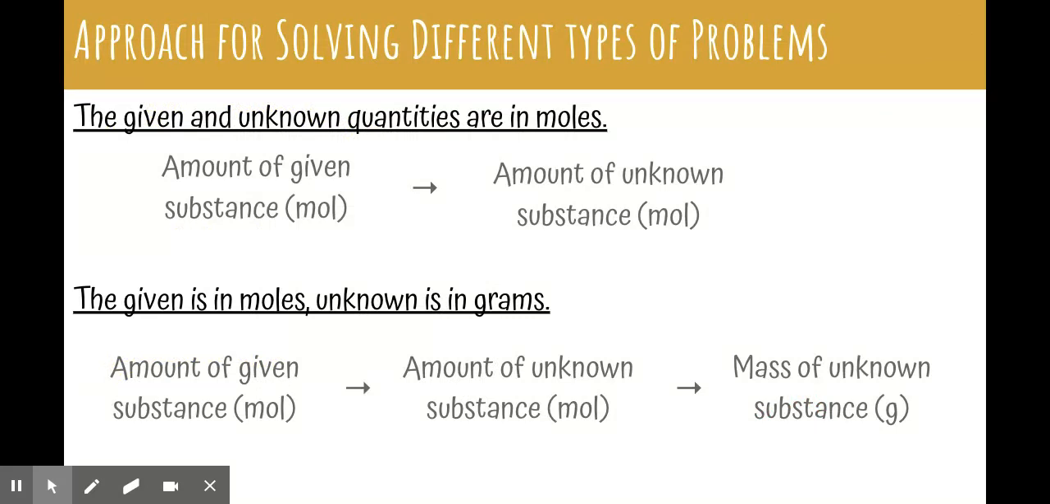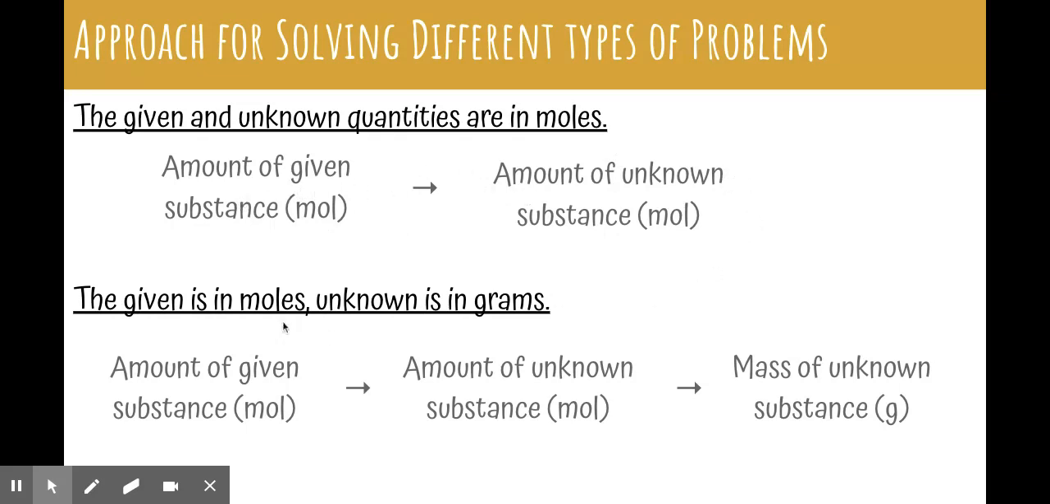So we'll talk about a couple of different ways to approach these problems. Just like any other set of dimensional analysis problems, there's not just one way to approach it, okay? So it's going to depend on what you're given and what it's asking for to figure out what path you're going to take to get there. So different approaches here. If your given and unknown quantities are both in moles, you can start with the amount of the given substance in moles and go directly to the amount of unknown substance in moles, okay? So you don't have to convert this to mass first. You don't have to do anything else like that. So if it gives you moles and it wants moles, it's a one-step conversion.